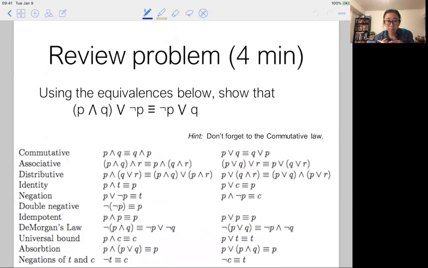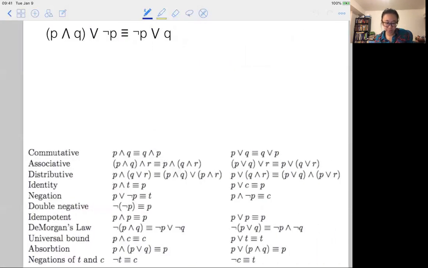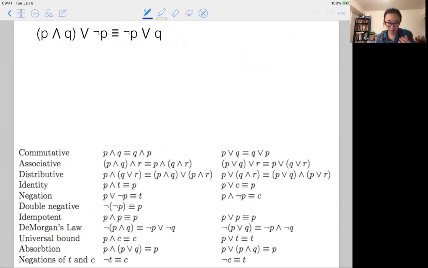Let me give one more example of proving logical equivalence. Again, this is a common problem that is going to arise in quizzes and homeworks. I want to prove logical equivalences, moving from left to right. This is a time where you can pause the video and try to solve it on your own. I'm going to do it from left to right.